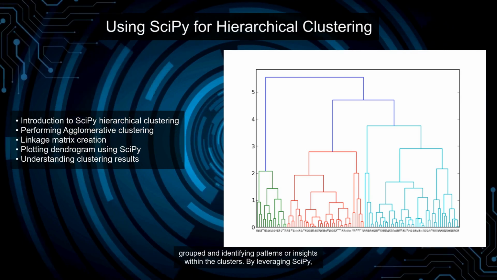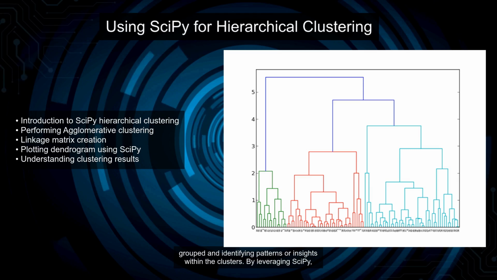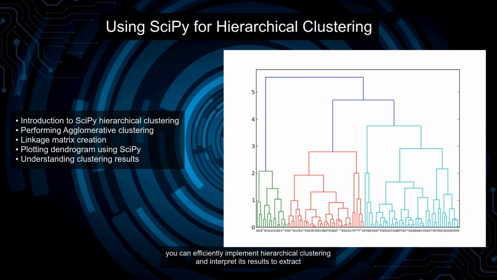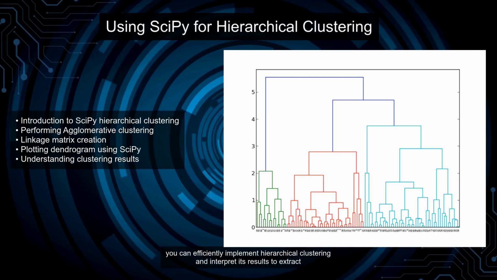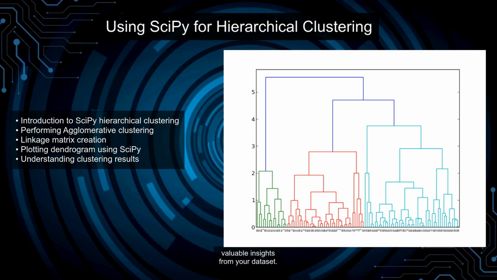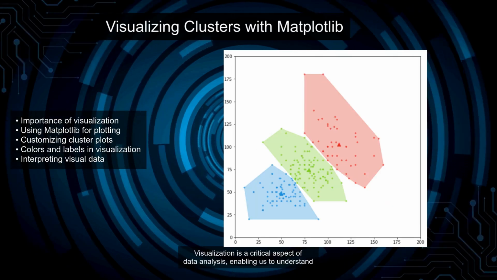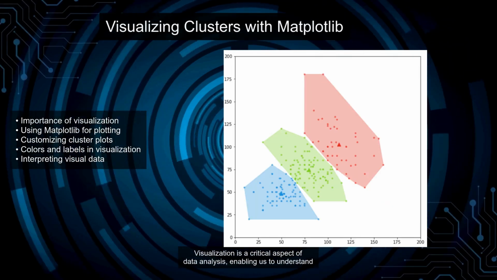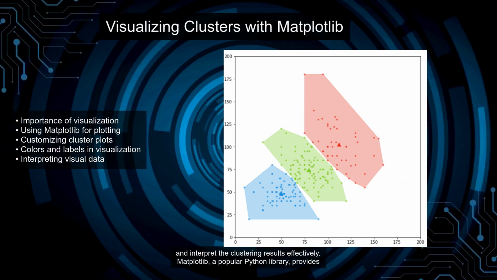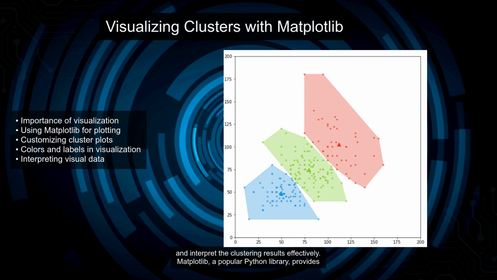Understanding the results involves analyzing how data points are grouped and identifying patterns or insights within the clusters. By leveraging SciPy, you can efficiently implement hierarchical clustering and interpret its results to extract valuable insights from your dataset. Visualization is a critical aspect of data analysis, enabling us to understand and interpret the clustering results effectively.